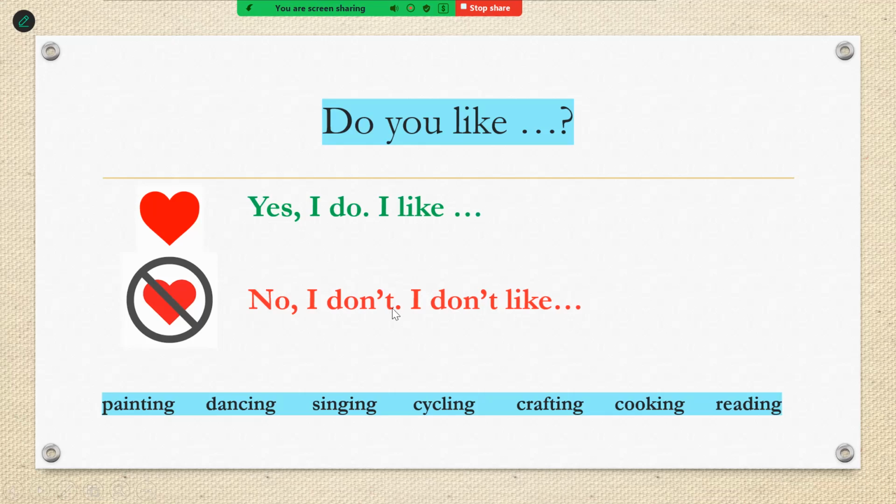Or no, I don't. I don't like. For example, I ask you, do you like painting? You say, yes, I do. I like painting. Or no, I don't. I don't like painting. Are you ready? Let's get started. Do you like dancing?